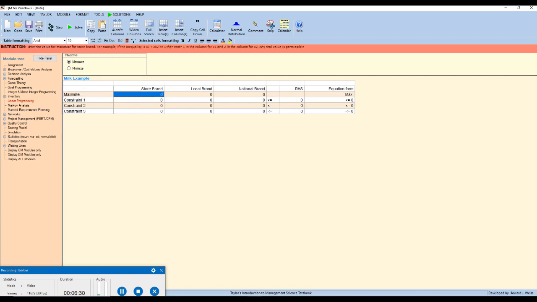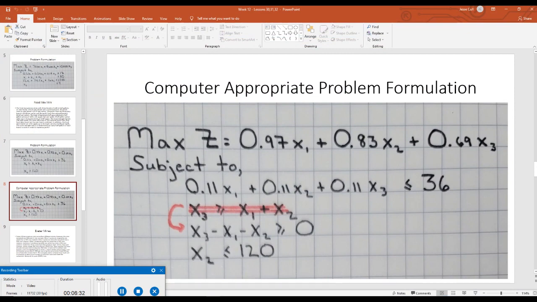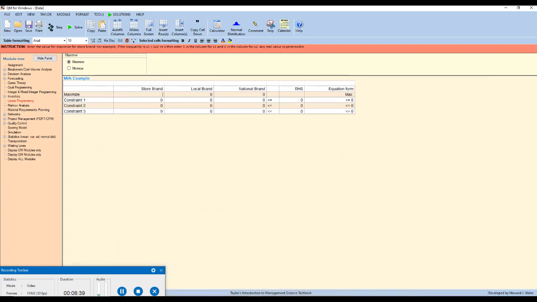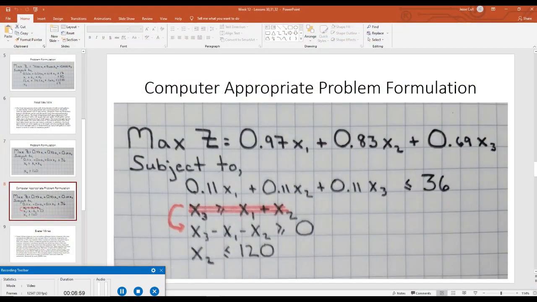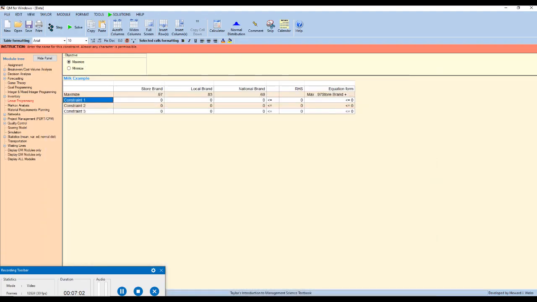We're trying to maximize, so here we look at our objective function: 0.97, 0.83, 0.69. Now our constraints we can change again. So look, constraint number 1, constraint number 2, and constraint number 3. The first one is display space.